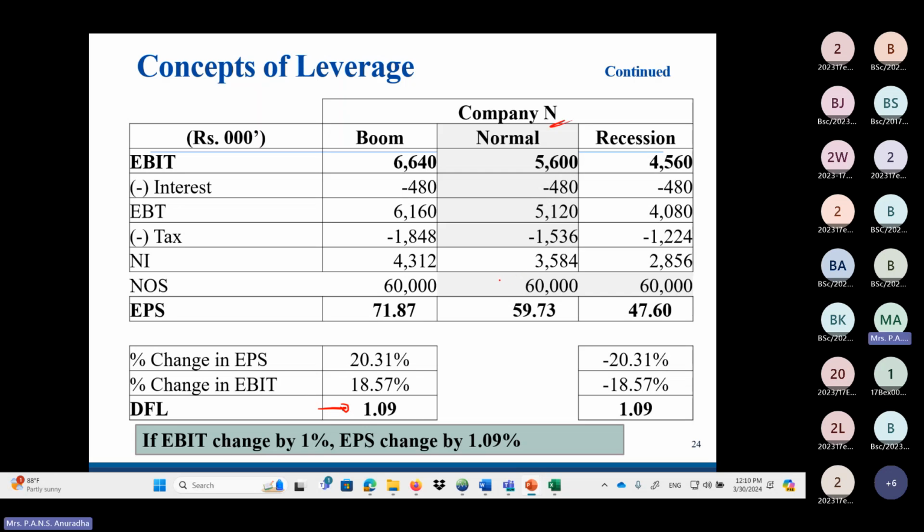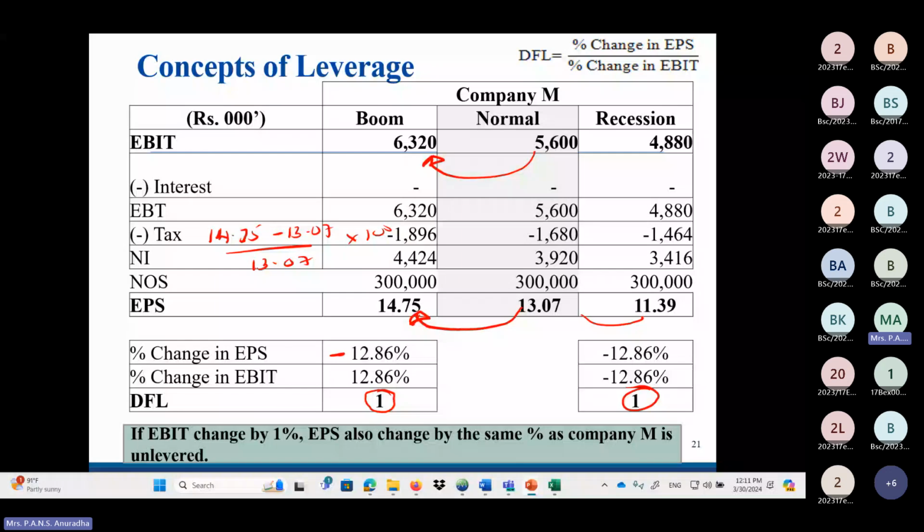For the company M, it was 1. Now here 1.09. In a favorable economic condition, if EBIT increased by 1%, earning per share is increasing by 1.09%. So that is the reward. That is the advantage of having this high financial leverage. But for the other company, there is no financial leverage. In a favorable situation, if EBIT increased by 1%, earning per share also increases by 1%. No advantage because their financial leverage is 0.